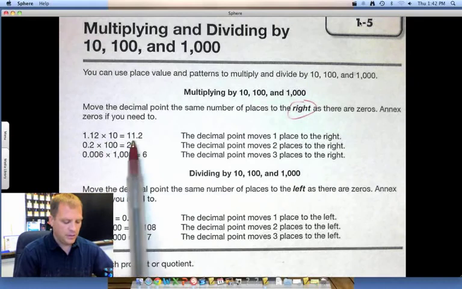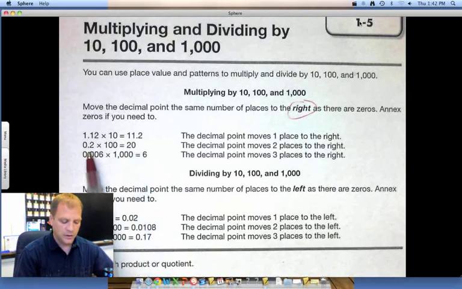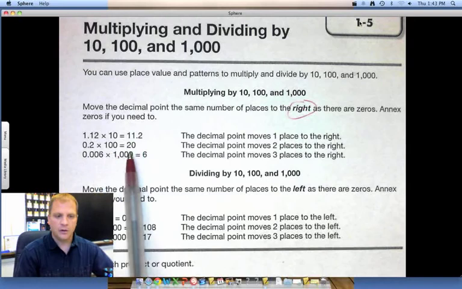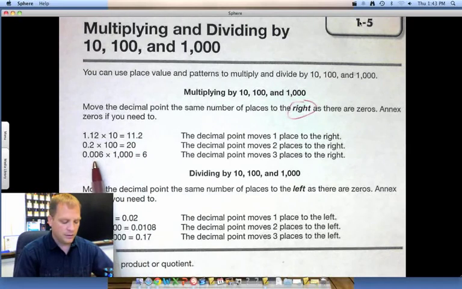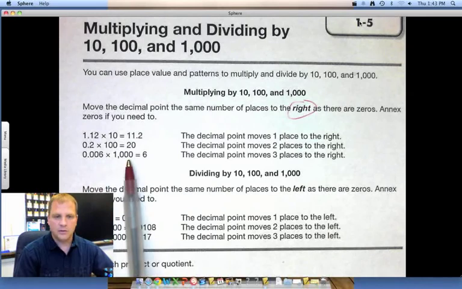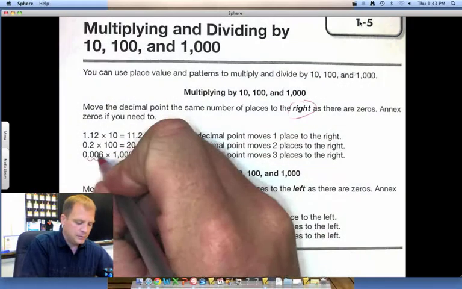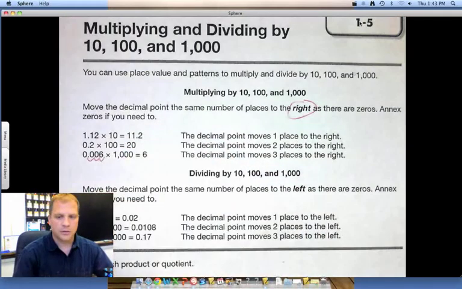So it becomes 11.2. The second example is moving the decimal point over two places because we are multiplying by 100 and there are 2 zeros in the number 100. So 0.2 times 100 equals 20. The final example is moving the decimal point over three places because as you can see we are multiplying 0.006 by 1,000. So we are moving the decimal point over three places so that it becomes the whole number 6.